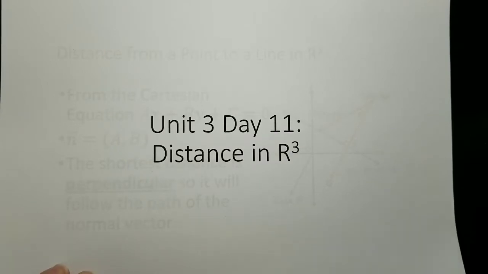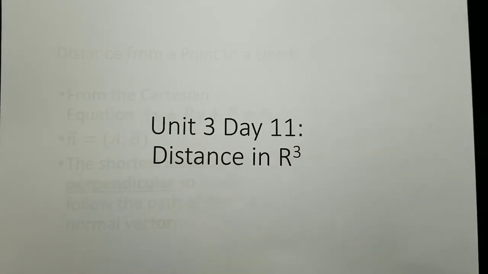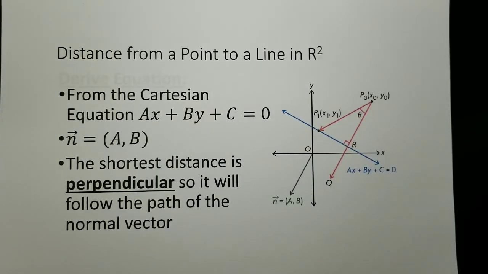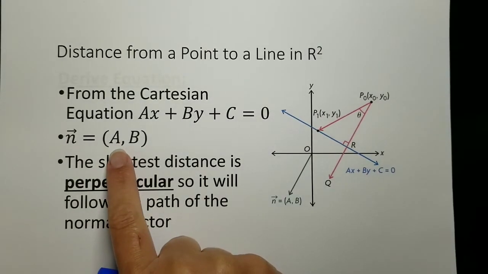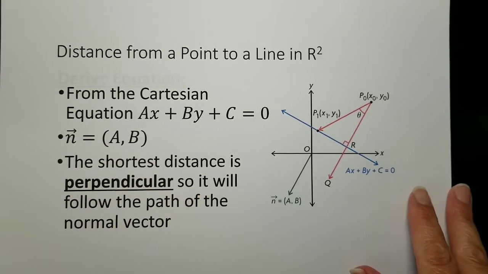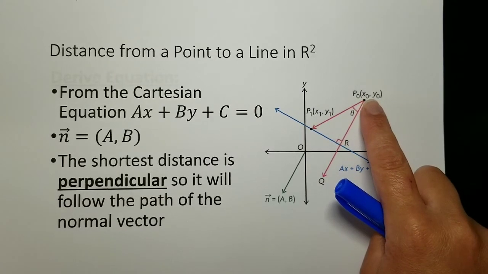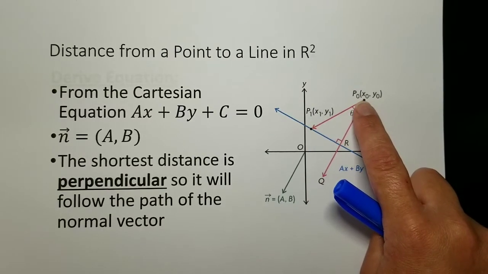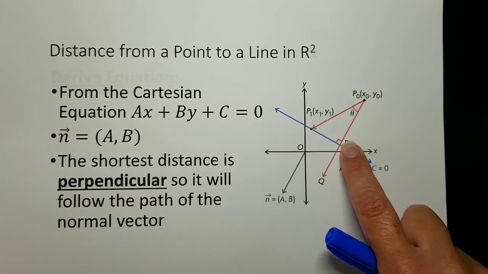So the first thing we're going to start off with is the distance between a point and a line in R2. Now this is something that you could have done in grade 10, but now we're expanding this to look at it in terms of our vectors. In this diagram, we have a line with the Cartesian equation ax plus by plus c equals 0. We know that the normal vector to that line is the vector AB. And we've got a point, P naught, which is x naught and y naught.